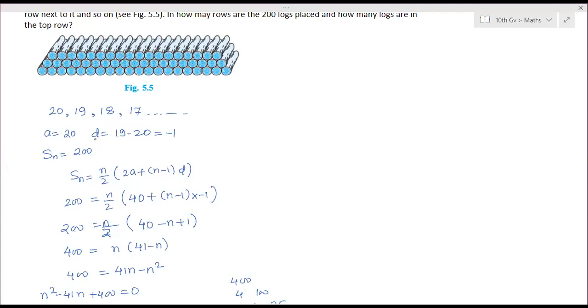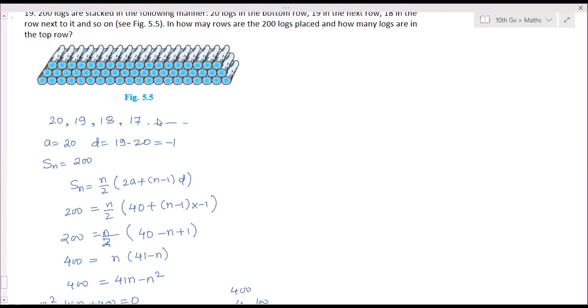Are you able to understand? Yes, ma'am. But we now got n, right? So can't we find out an and check it? Yeah, we check. Whichever n gives a negative an, that one is not the proper n. Here, yes, you are getting that.